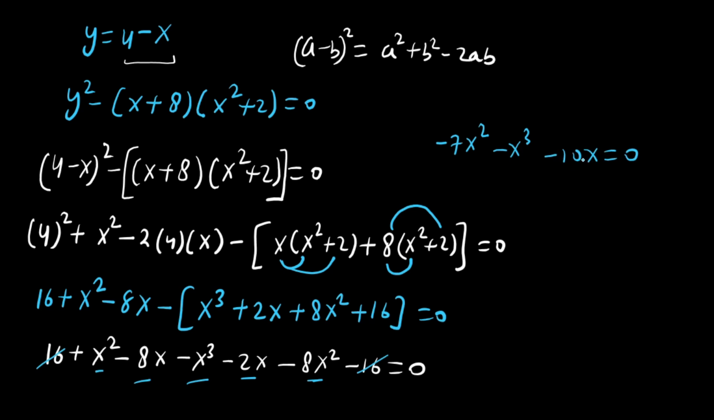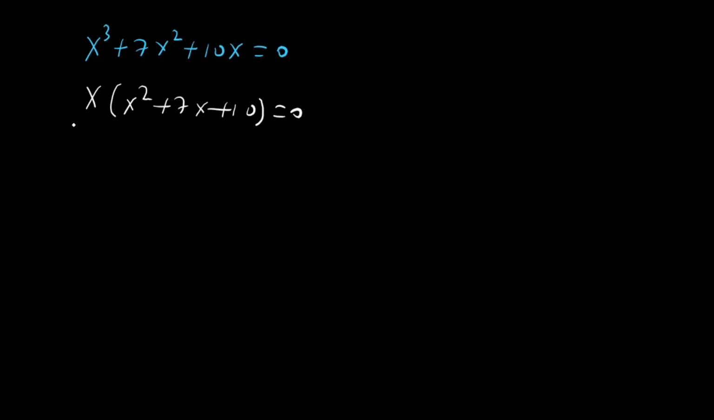This is a cubic equation. First, multiplying both sides by minus 1, the left hand side is x cube plus 7x square plus 10x, equals 0. Look carefully: if we take x common, then x times (x square plus 7x plus 10) equals 0. This is a linear factor and this is a quadratic factor. Now first we will factorize this quadratic.